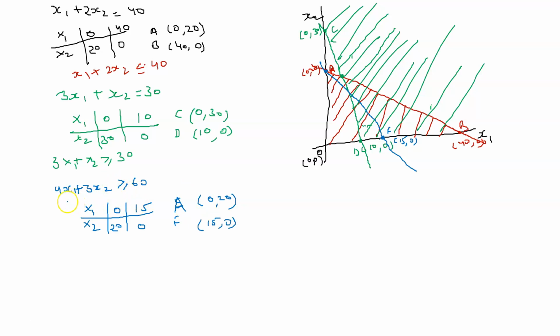To check whether the inequality holds or not, let's check 4x1 plus 3x2 is greater than or equal to 60, and let's put the point 0, 0. 4 into 0 plus 3 into 0 is 0. Is 0 greater than or equal to 60? No, it is not true. So again, the portion of the plane that satisfies our inequality lies in the upward direction, in this direction in the plane.